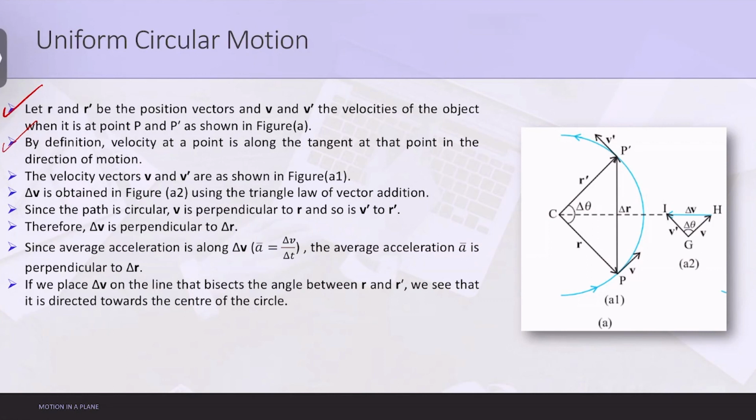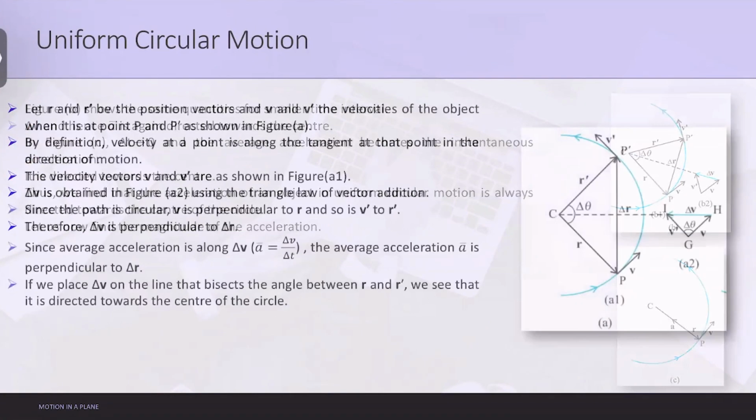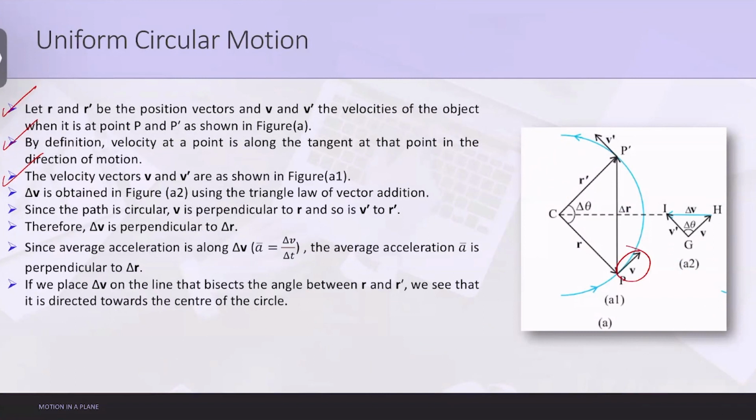So by definition, velocity at a point is nothing but along the tangent at that point. So it is along the tangent. Here also it is along the tangent. So the velocity vectors V and V dash are as shown in the figure A1. So this is how you can see that this is velocity V and this is velocity V dash. Now delta V is obtained in figure A2.